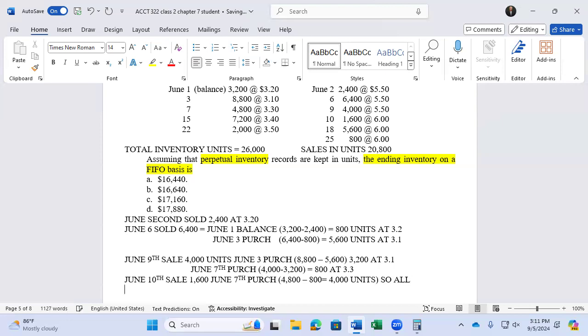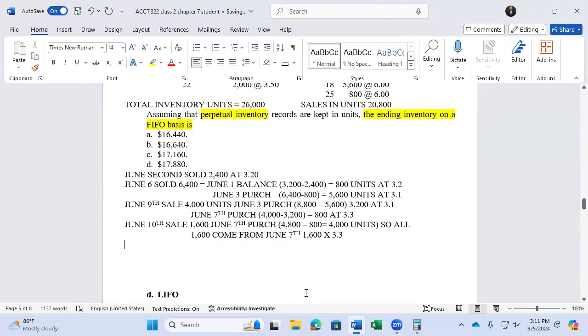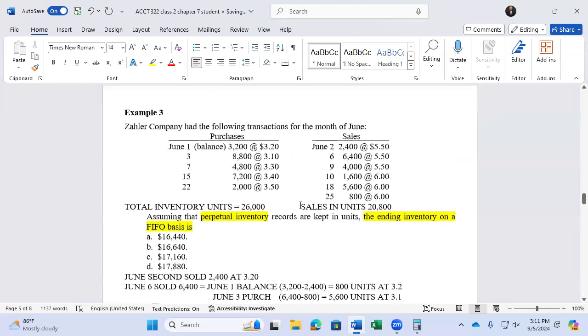And so all 1,600 come from June 7th. So we've got 1,600 times 3.3. Keep in mind, this is all cost of goods sold, and we're really trying to get to the ending inventory. But I just want to walk you through and see how each step goes in a perpetual inventory and see how much different it is than what you would normally have in a periodic unit inventory.